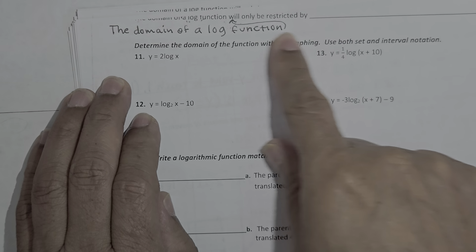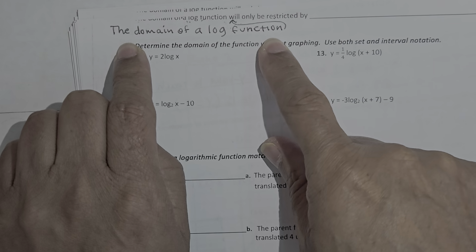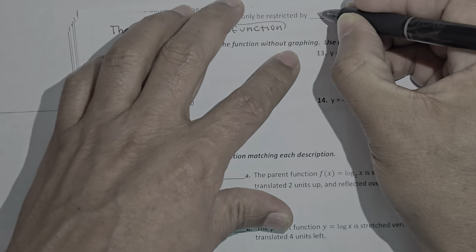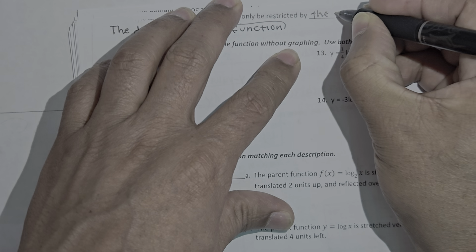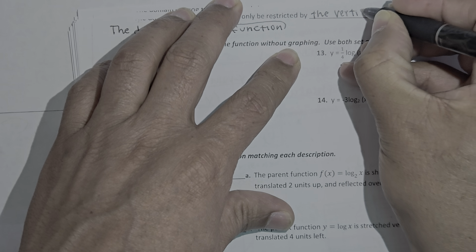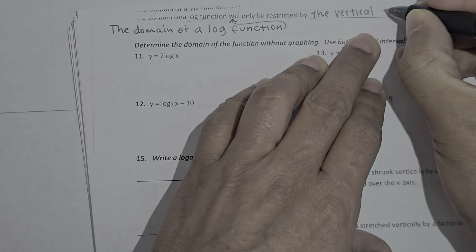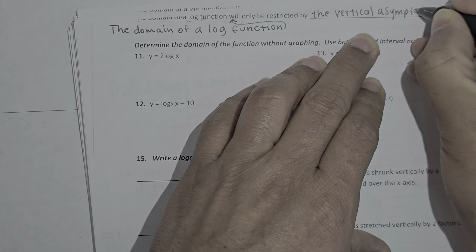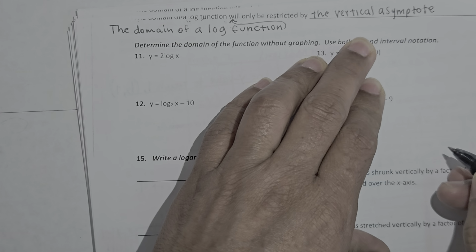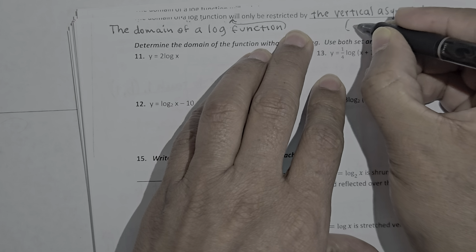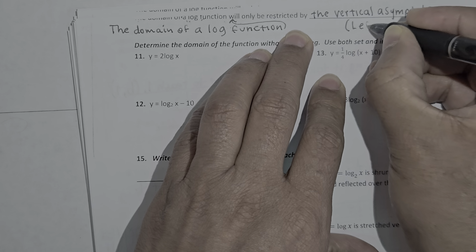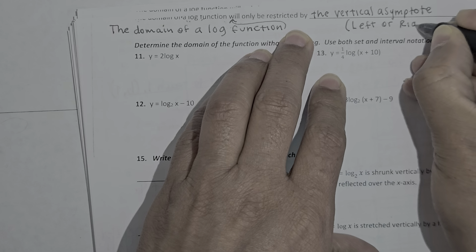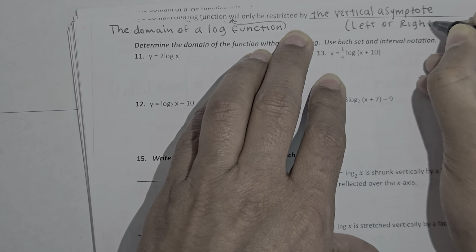This got cut off by the copier, but this is supposed to say the domain of a log function will only be restricted by the vertical asymptote. Okay, and that means in parentheses, it can either go to the left or it can go to the right, depending if you have plus or minus inside of the parentheses. So keep this in mind.